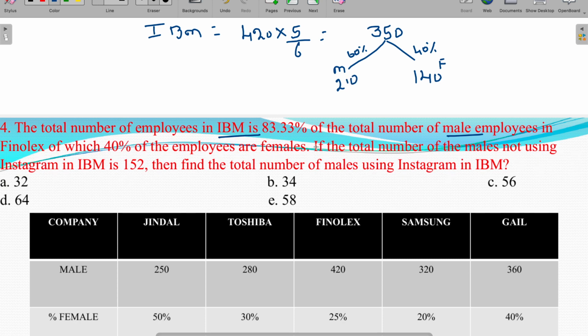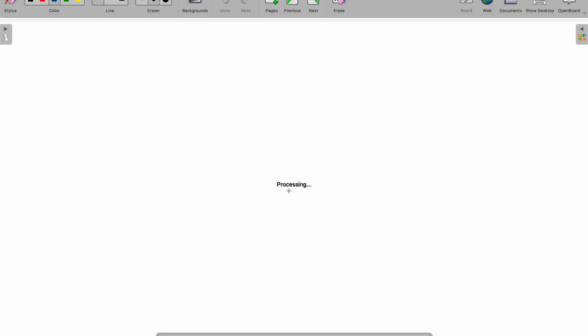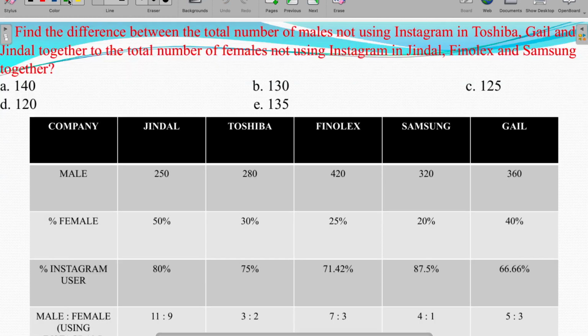Total number of males not using Instagram in IBM is 152. Out of 210 males, 152 members are not using Instagram. Then 48 plus 10, 58 members are using Instagram. That is the question they are asking: how many males are using Instagram? So your answer will be 58. That will be your answer. Very simple. I hope everyone is understanding this.